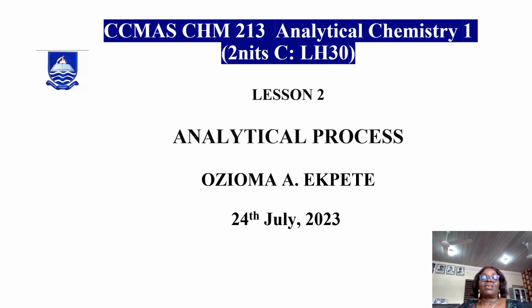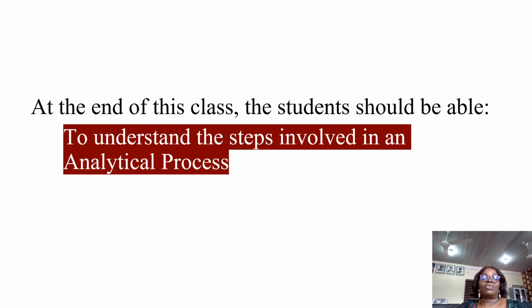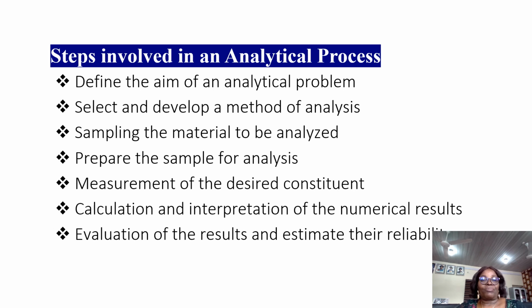So in the course of our lesson now, we will be considering the analytical process. At the end of this class, the student should be able to understand the steps involved in an analytical process. What are the steps involved in an analytical process? What is the analytical process? The analytical process is a systematic, sequential, practical set of steps which we undertake to get our result from a sample. There are 7 steps involved in an analytical process.